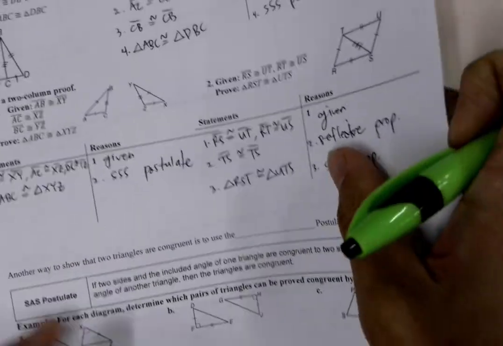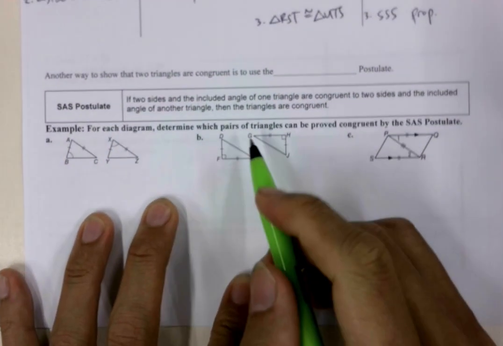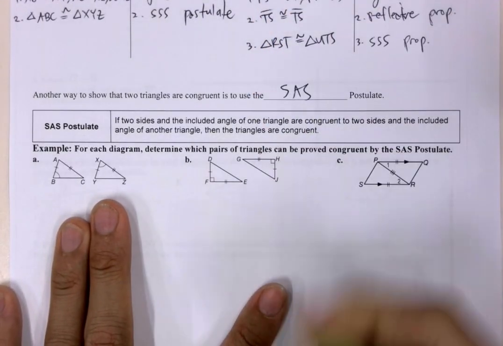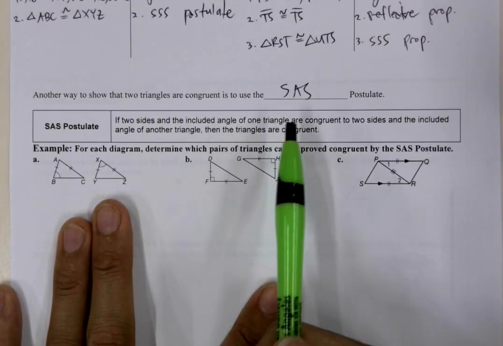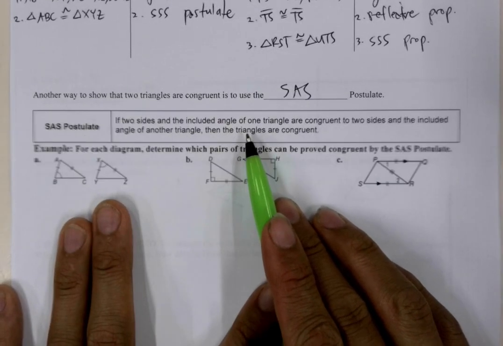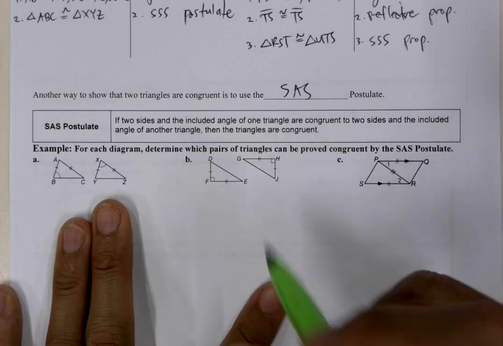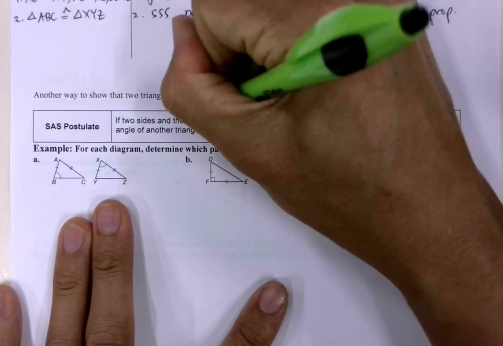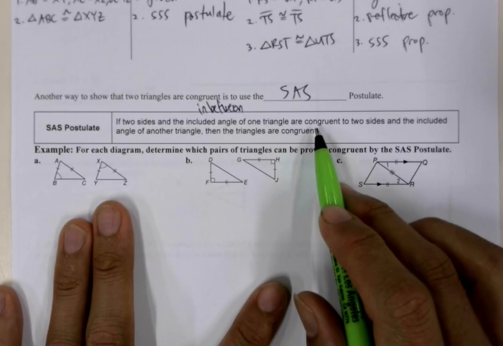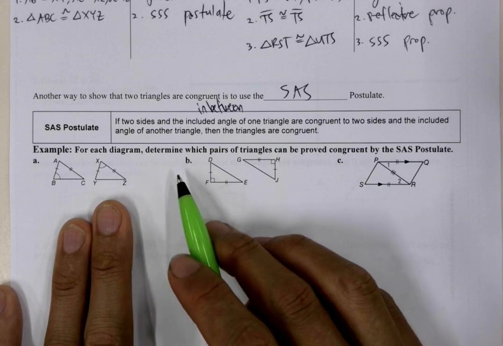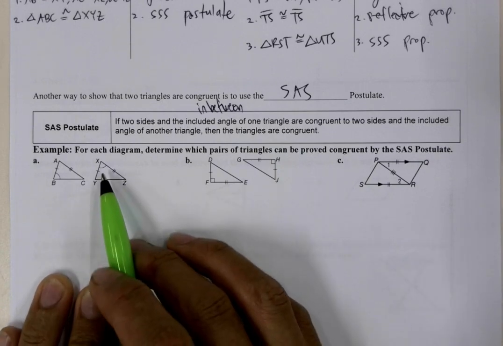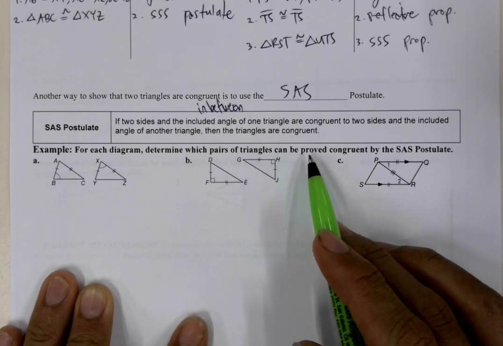Right? Pretty straightforward. The next portion here is another way to show two triangles are congruent, which is to use the SAS postulate. And the SAS stands for side, angle, side. Right? So if two sides and the included angle, meaning the angle in between the two sides of one triangle are congruent to two sides and the included angle of another triangle, then the triangles are congruent.